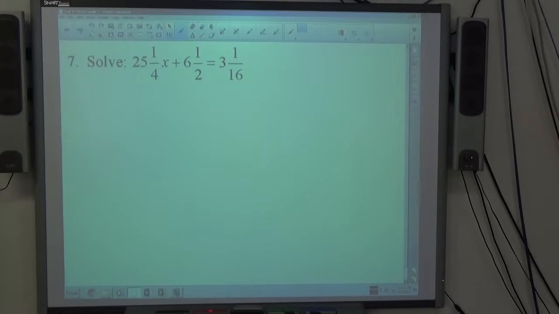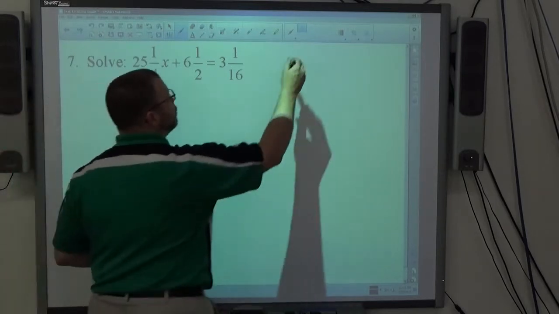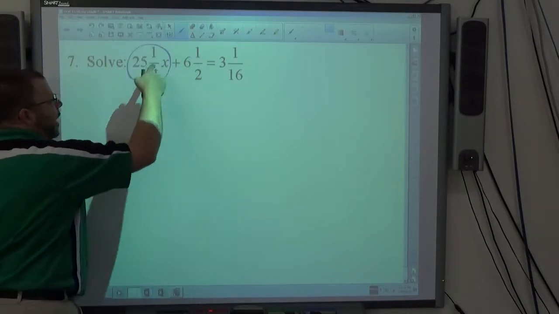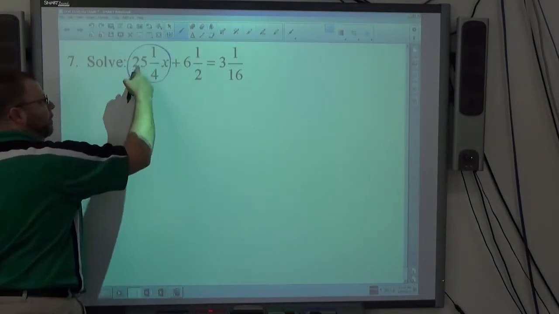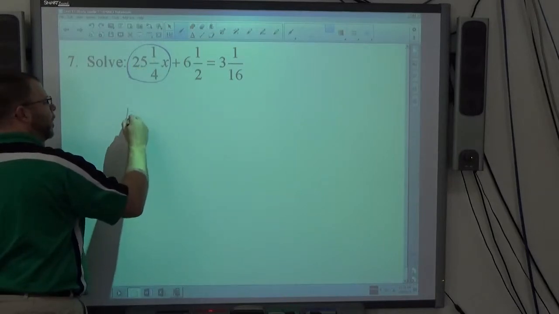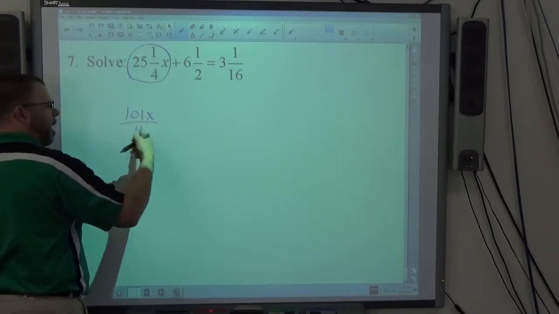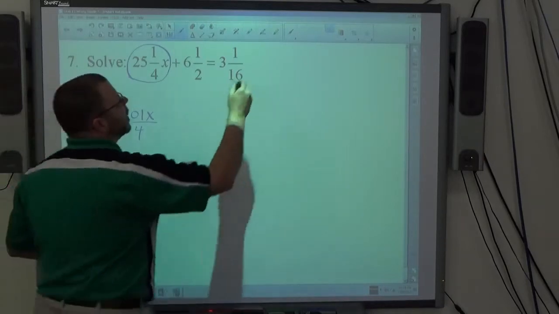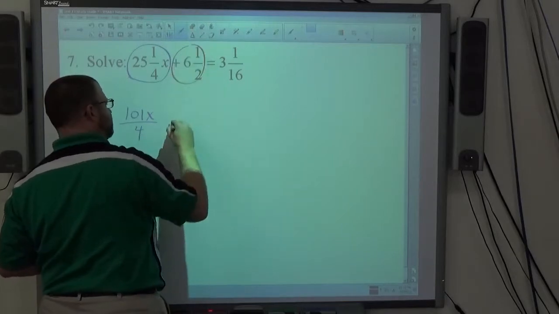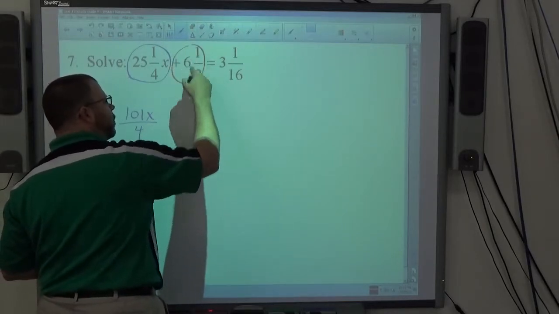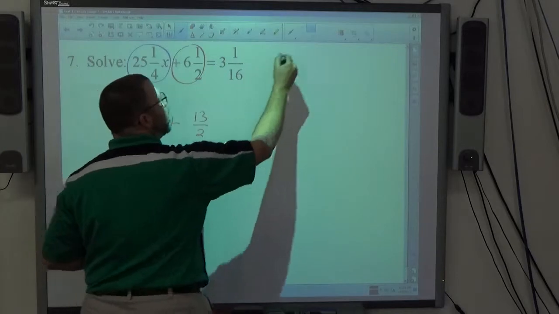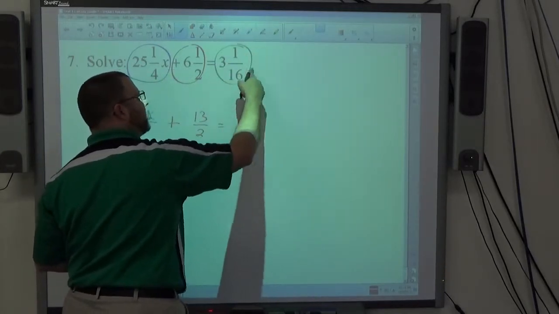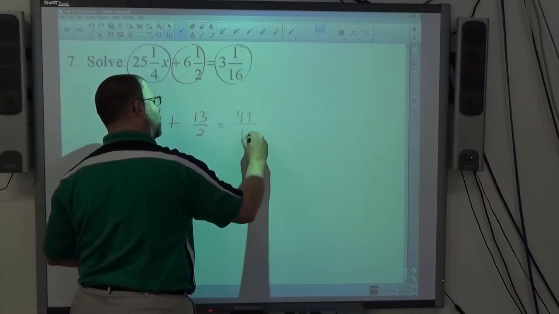Number 7. First thing I would do on a problem like this would be to fix each mixed number, make it into an improper fraction. So the x is officially in the numerator. So 25 times 4 is 100 plus 1 is 101. I personally just put the x up on top so there's no doubt that's where it belongs. Second object is plus 6 and a half, still plus. 6 times 2 is 12 plus 1 is 13 over 2. And that equals 3 and 1/16. 3 times 16 is 48 plus 1 is 49 over 16.